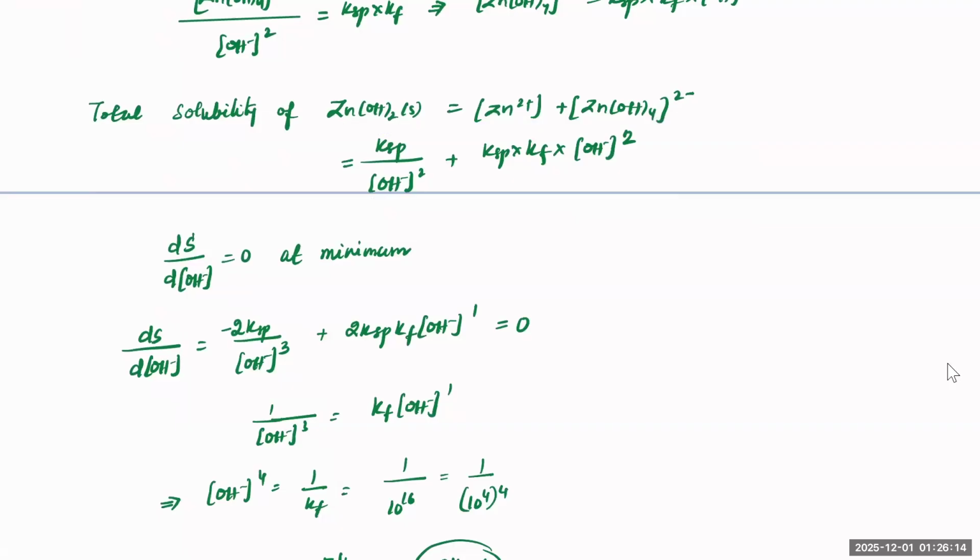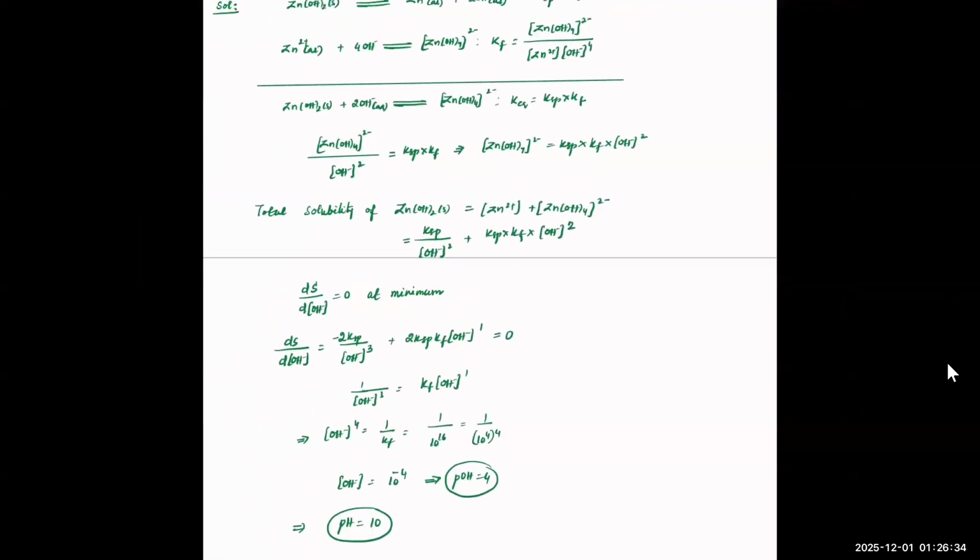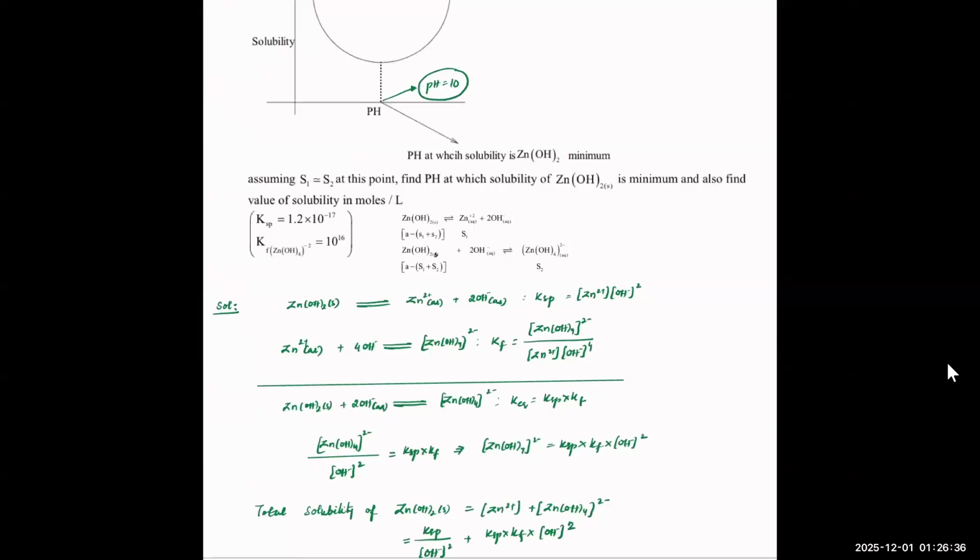Now if I differentiate, it has to become zero when it is at a minimum pOH or pH value. And we found that the minimum pOH value comes out to be 4. So the minimum pH value has to be 10. Clear on that? Yes, sir.